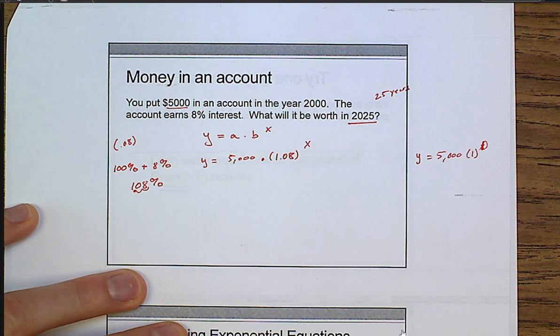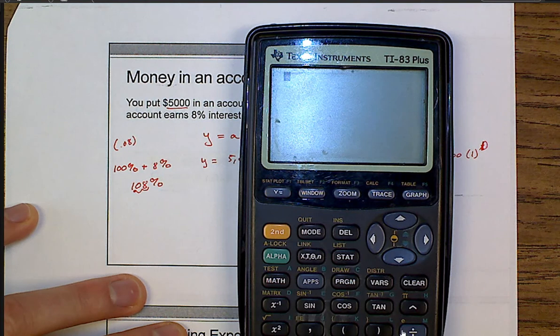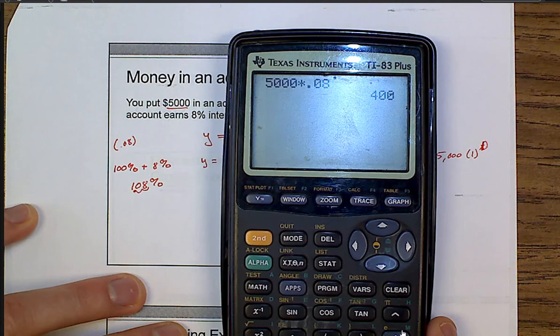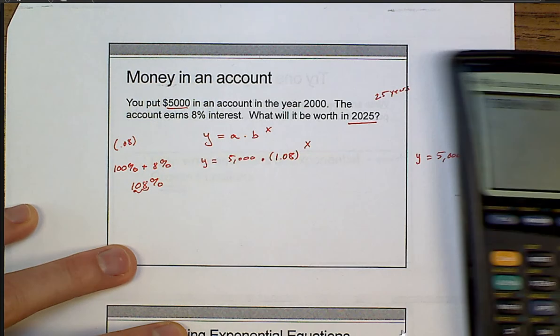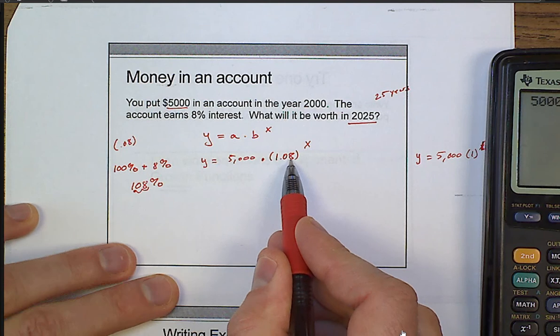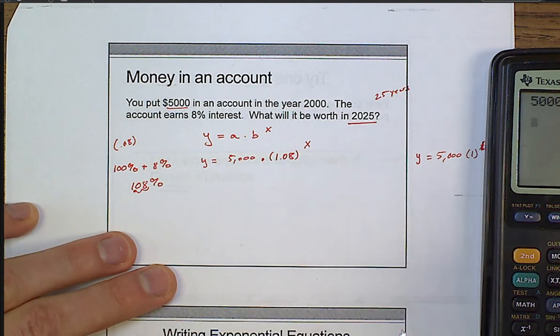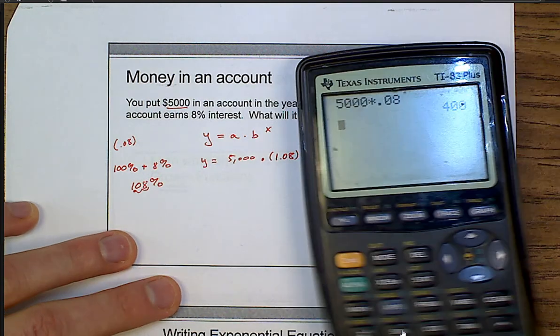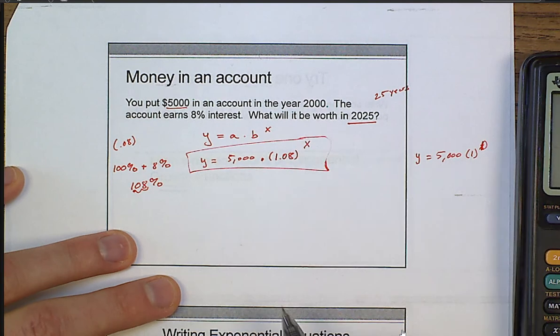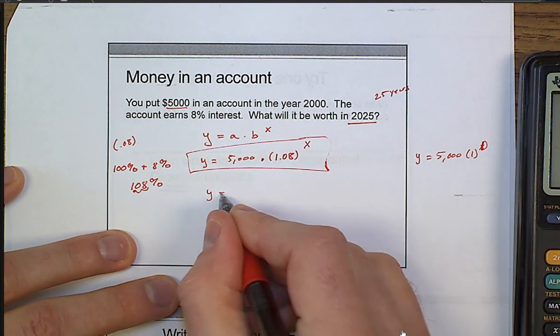The other way you can think about it is if you did 5,000 and you just times it by 0.08, that's $400. Well, obviously that wouldn't be our answer. That's 8% of the 5,000. So if you just put 0.08 in here, that's not going to work, because it would just give you the $400. So here's our equation, and now we want to know after 25 years, so we would just plug in the 25.